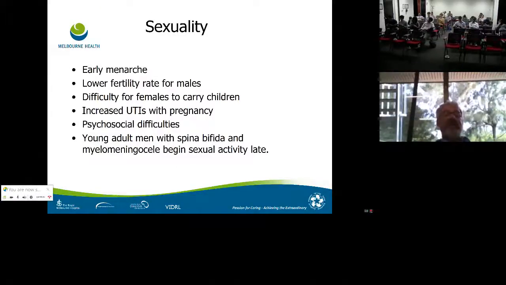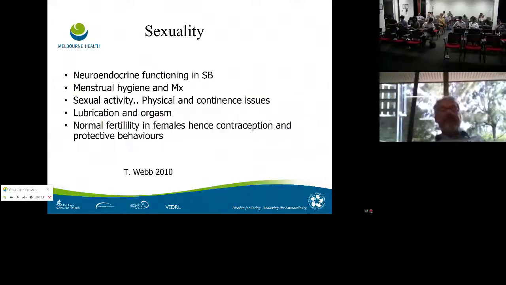There is certainly an increased risk of UTIs. There are marked psychosocial difficulties, both with females and especially with males. And certainly it's been shown that young adult men with spina bifida, especially myelomeningocele, begin sexual activity late. There are potentially some issues of neuroendocrine functioning in spina bifida.